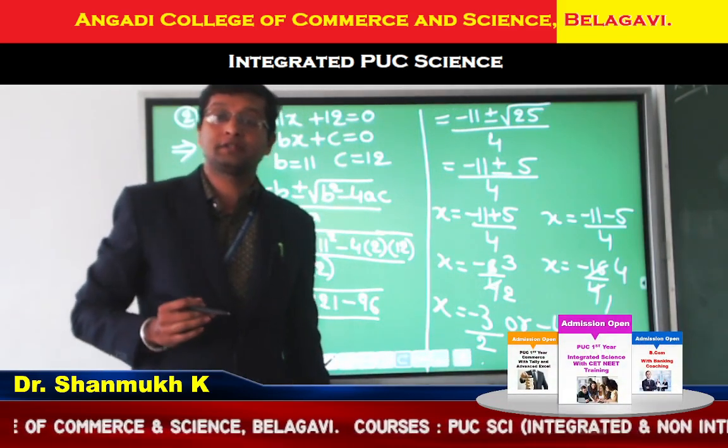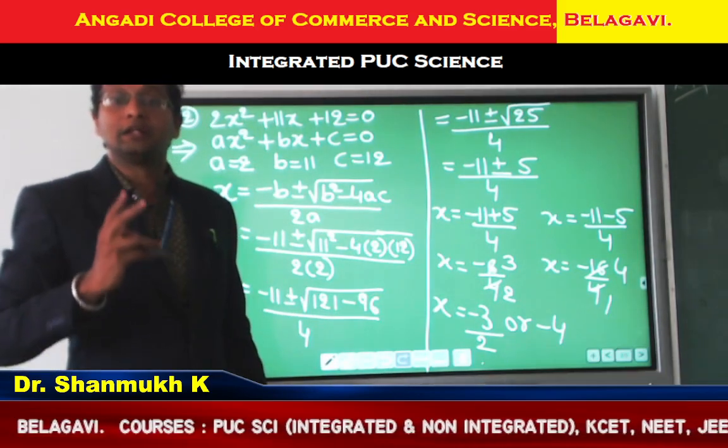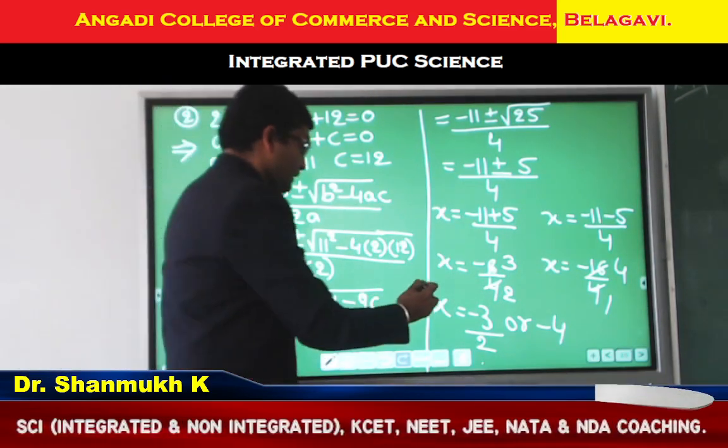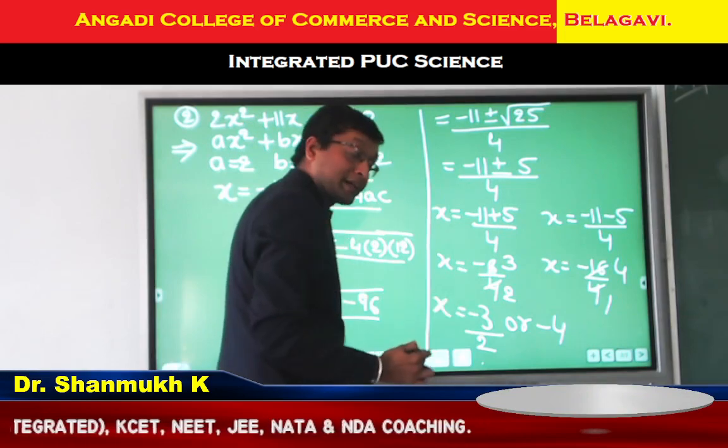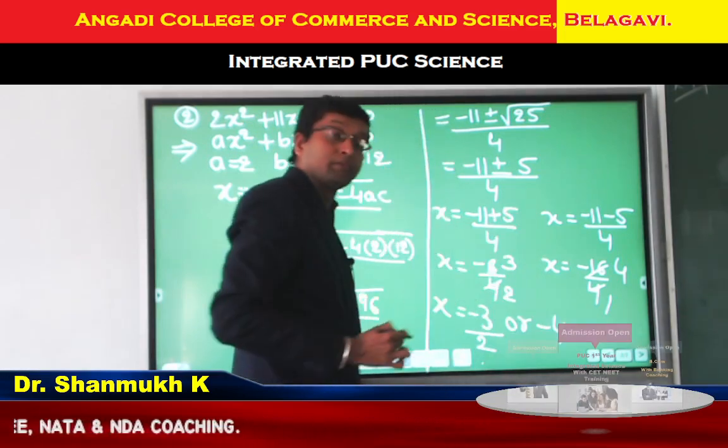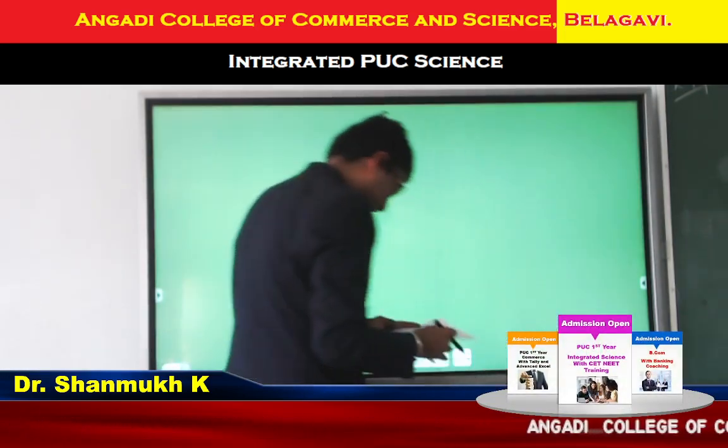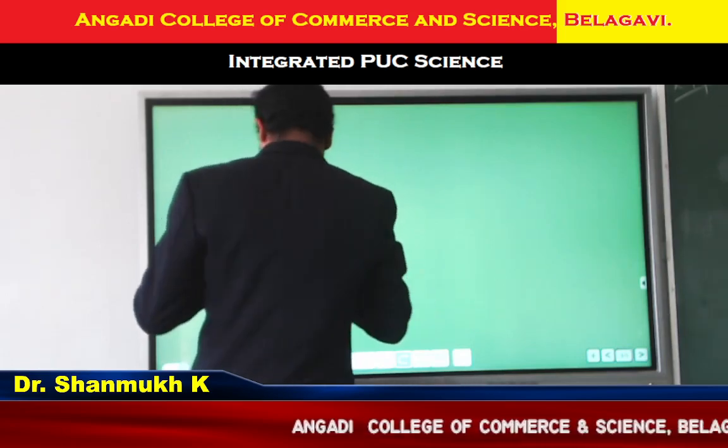Remember dear students, a quadratic equation leads to two solutions, x equal to, in this example, minus 3 by 2 and x equal to minus 4. So we'll move to our next example. You can solve along with me.